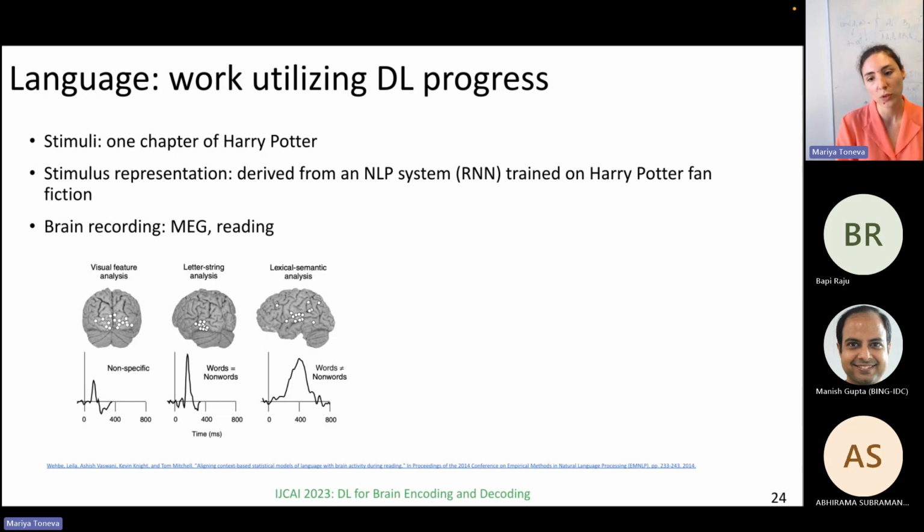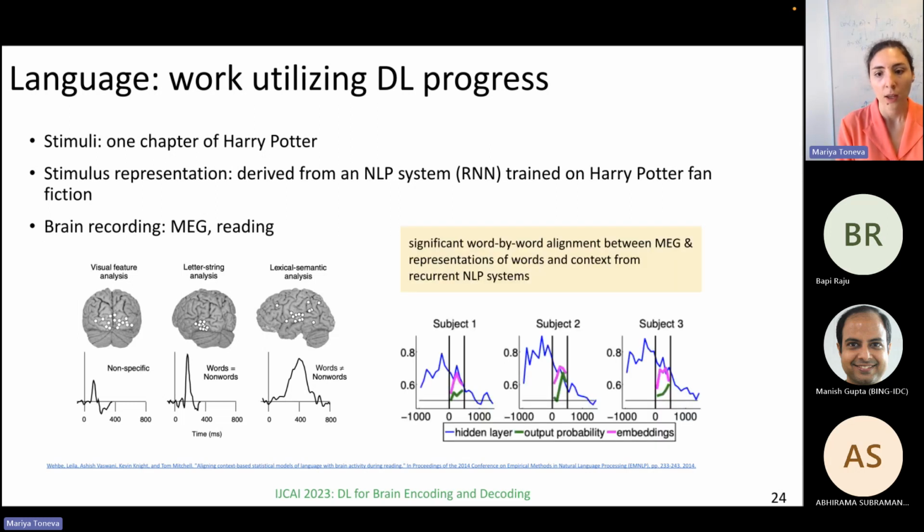And so they're going to use different features from different levels in this recurrent neural network, from different layers, to predict these different time points in the brain response. So here they're using these 3 different features extracted from the model. The blue one is the hidden layer, so this is an internal representation from the recurrent neural network. Then the green is the actual output probability from the network, and the purple one is the embedding layer. So this doesn't have any context.